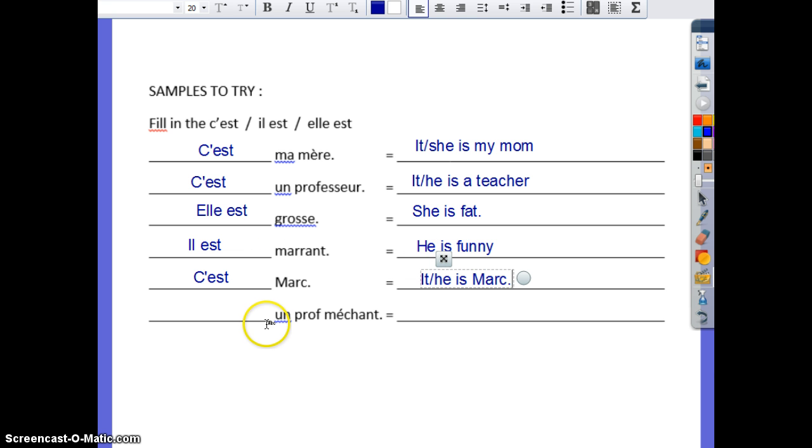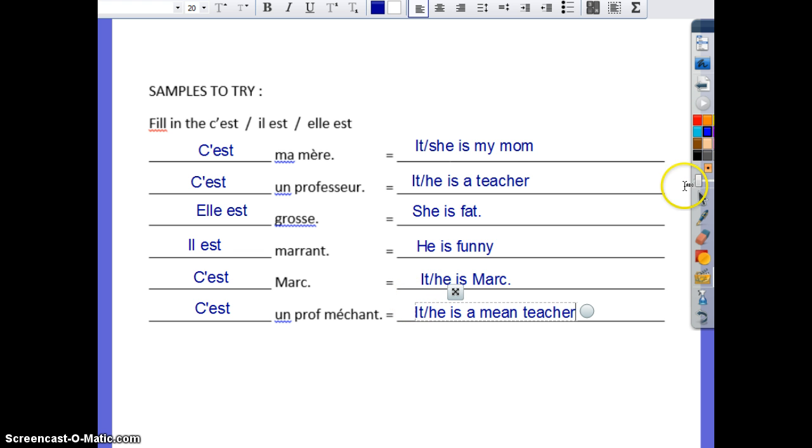And then finally, this last one is an example where you have an article, un, with the word prof, which is teacher, and a describing word, an adjective, which is méchant. So ladies and gentlemen, if you want to say it's a mean teacher or he's a mean teacher, you have to use c'est. And again, c'est here would either mean it is or he is a mean teacher.